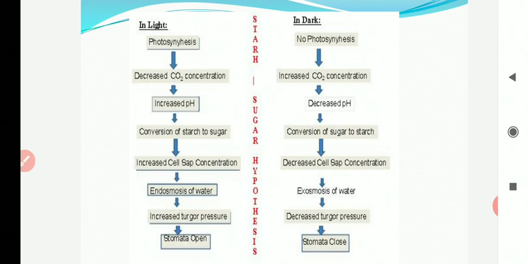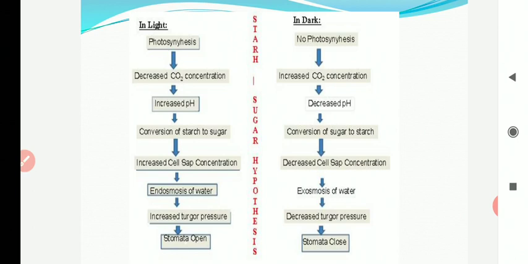This conversion of starch and PO4 into glucose leads to opening of stomata by increasing the turgor pressure or osmotic pressure of the guard cell. Glucose being soluble in water increases the osmotic pressure of the guard cell. As a result, the guard cells take up water from the neighboring mesophyll cells. Due to diffusion of water into guard cells, the guard cells become turgid.